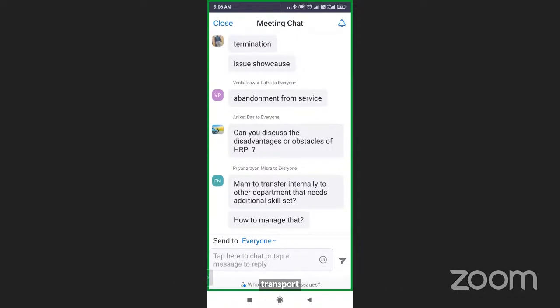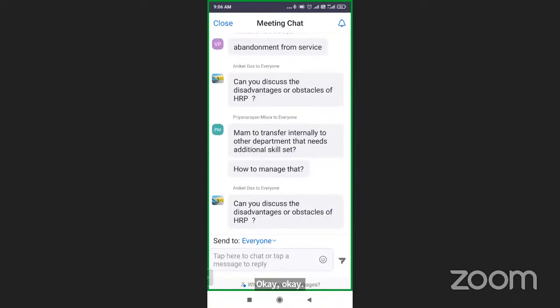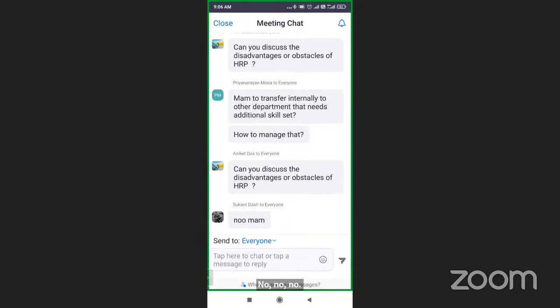Ma'am, in the objectives of HRP, point number 9, what does adjust workforce mean? Adjust workforce means suppose somewhere surplus manpower is there and in another area there is a shortage of manpower. Adjust the manpower as per the requirement. We can transfer the manpower to that area so that we can adjust the manpower properly.